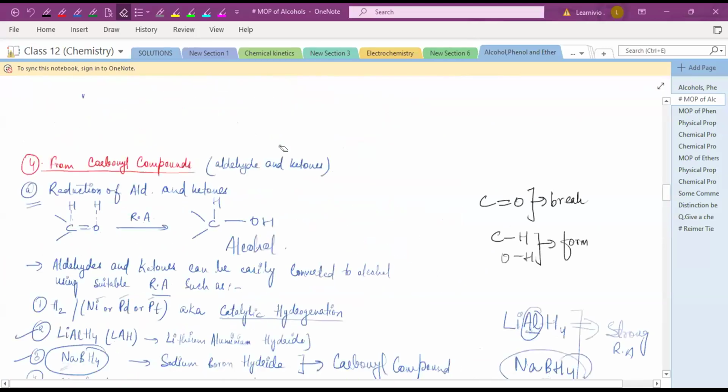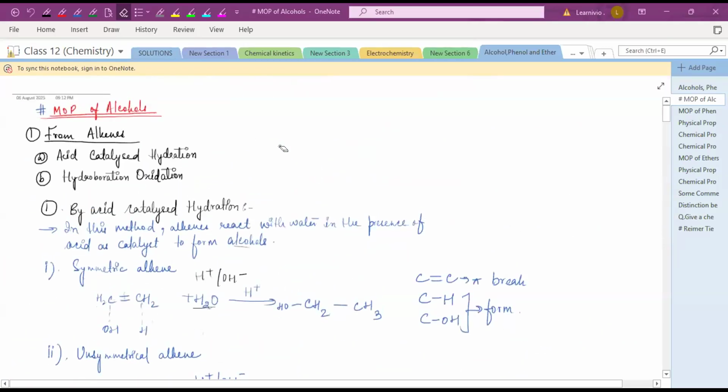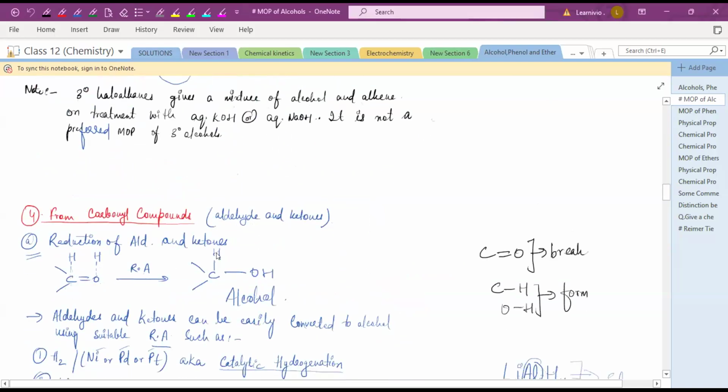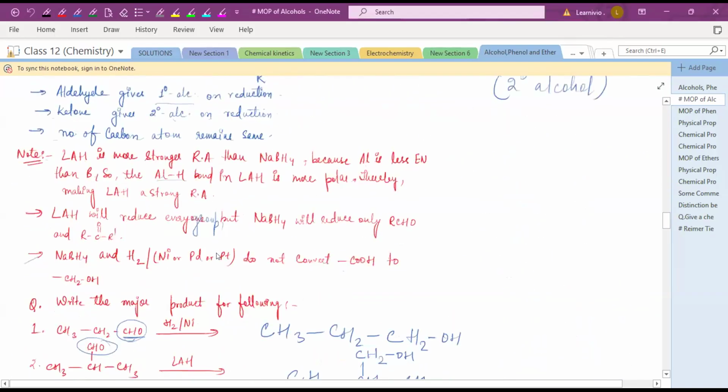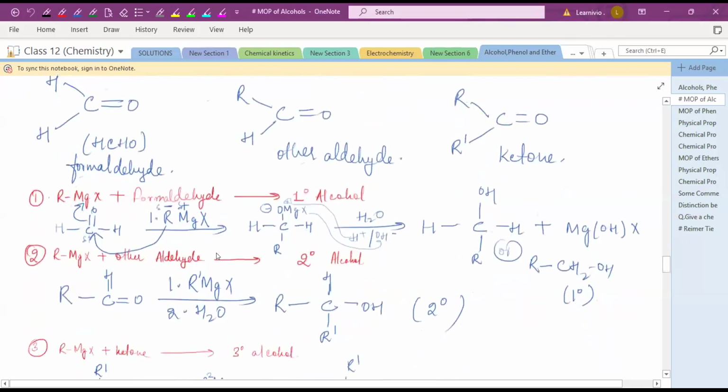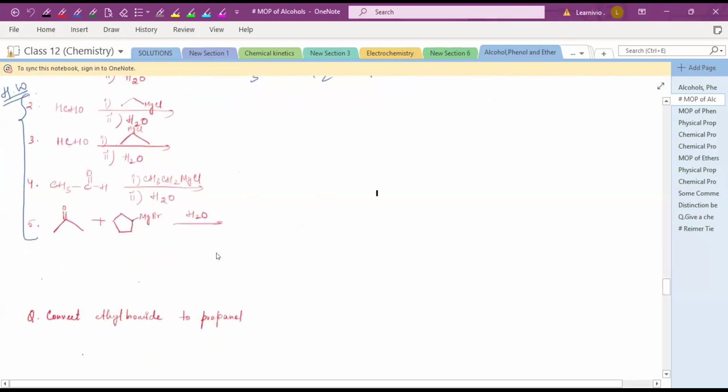We have discussed this one, the methods of preparation of alcohols from alkenes. So just go through the recorded lecture, and if there's any doubt, let me know. And please don't miss the class.